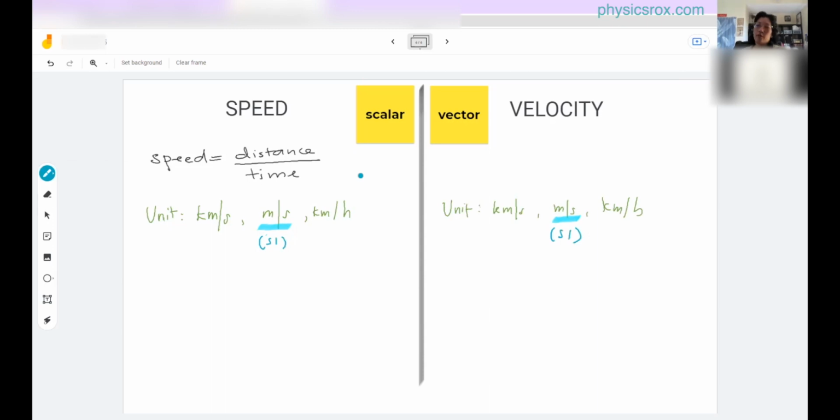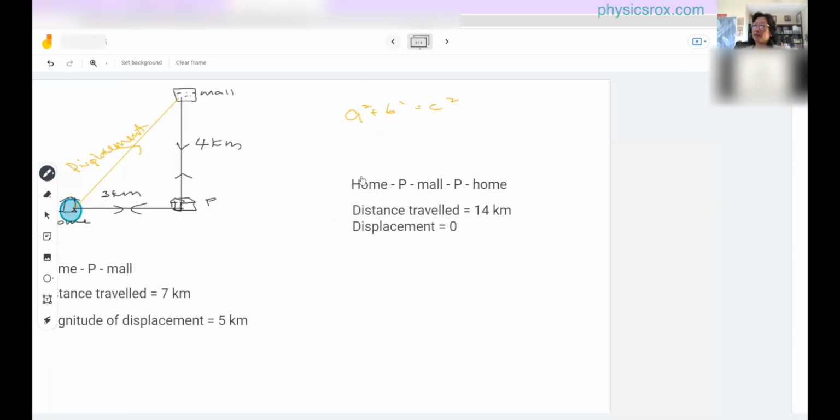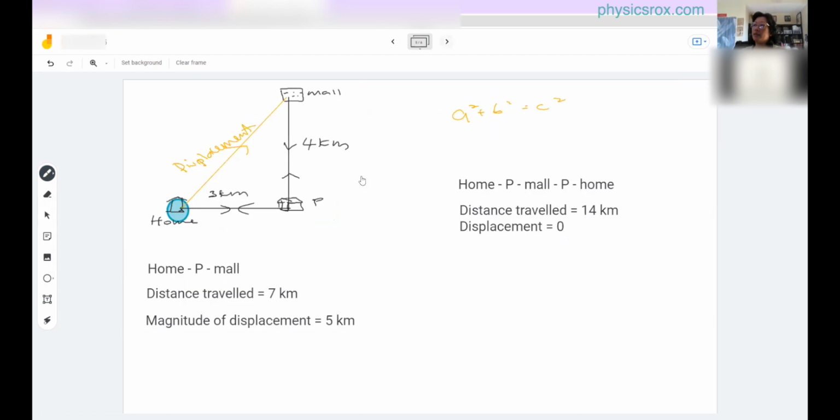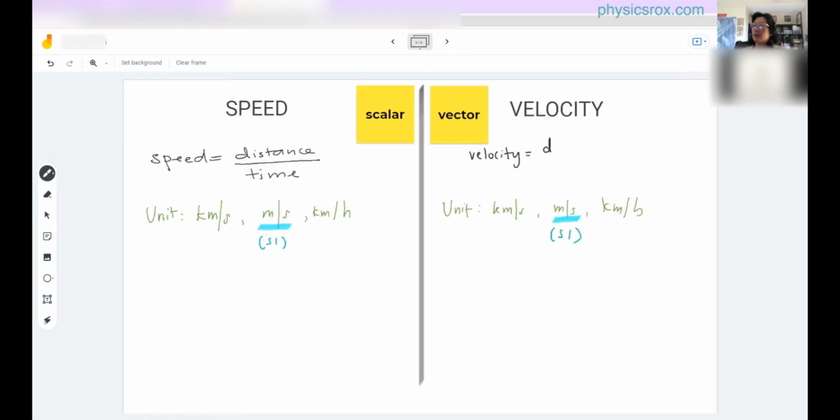Okay. So the difference between speed and velocity is that velocity is a vector. If speed is distance over time, speed and velocity are actually the same thing, except one is scalar, the other is vector. So distance is scalar. That means the vector version is displacement. So how you count velocity is displacement over time.